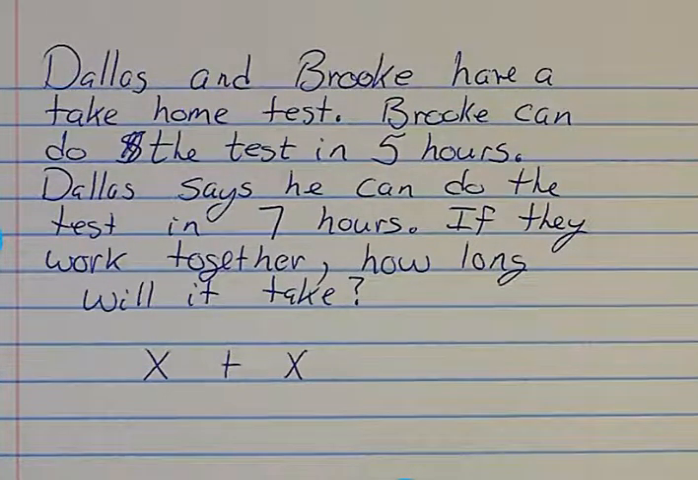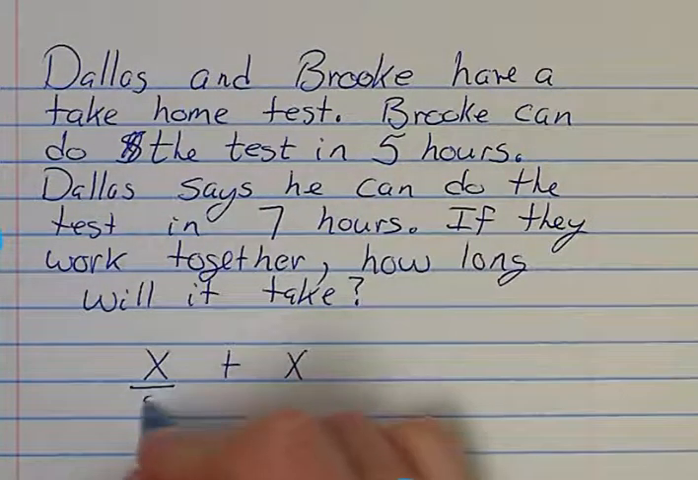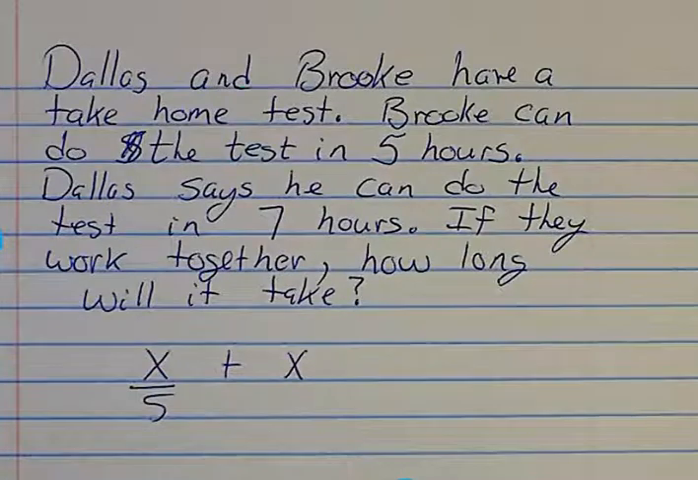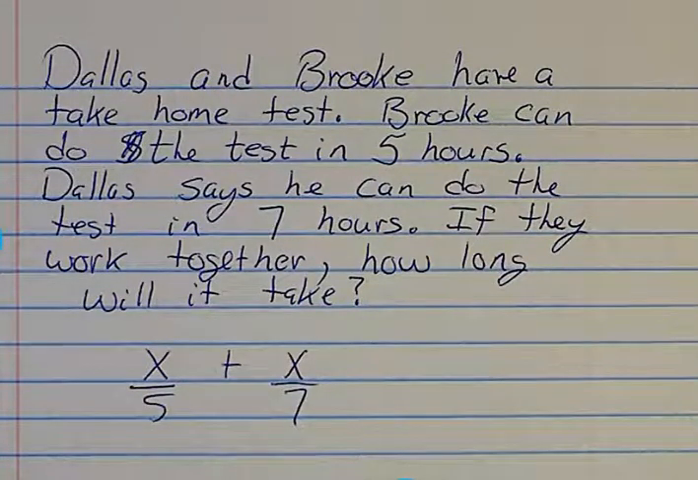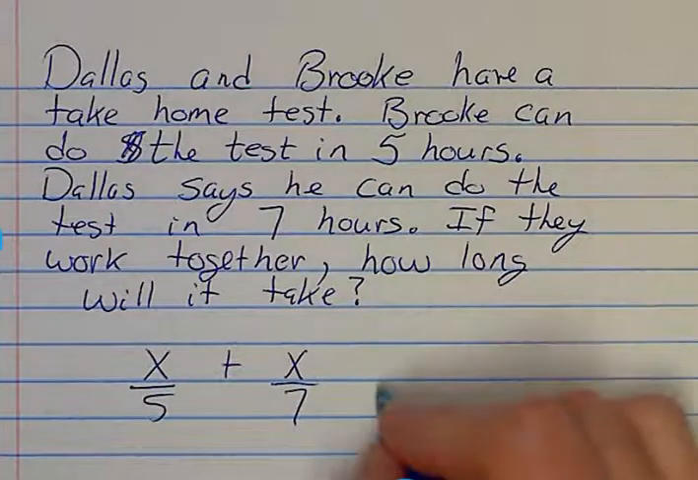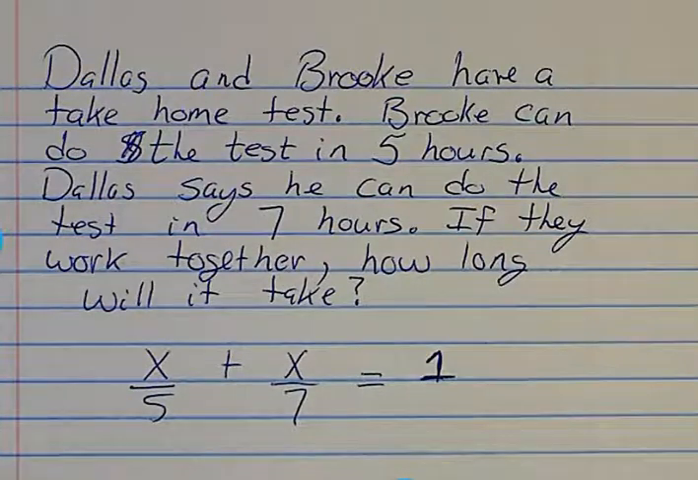Thank you. All right, so here's what you're going to do. Whatever the 2 numbers are here, you're going to put one of those numbers over 5, because one of them was in 5 hours. The other one was in 7 hours. You're going to put that over 7. And together, they're going to take one test, right? So we're going to let that equal 1. And that way, now that you've got this set up, it's exactly like the same problem that we had before.